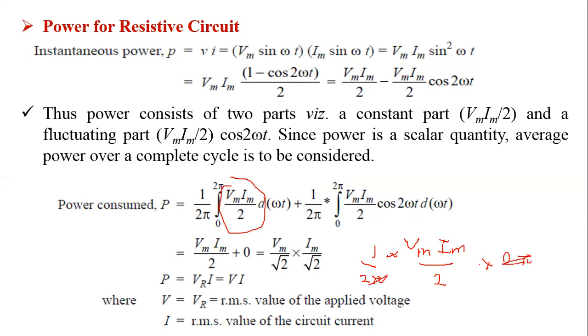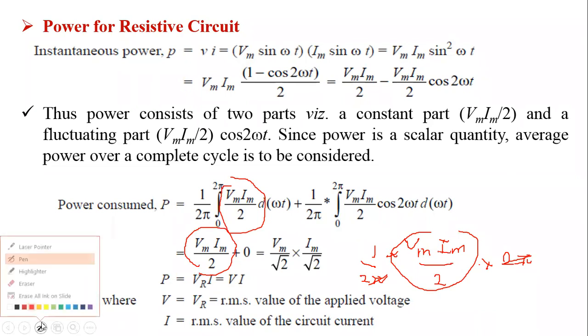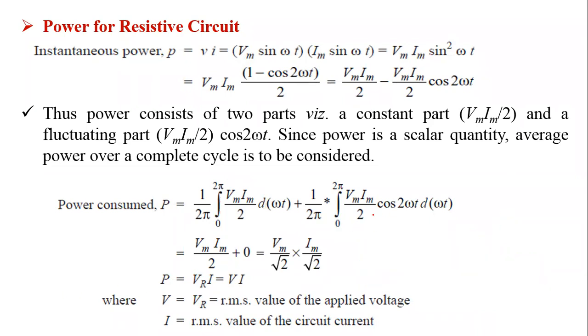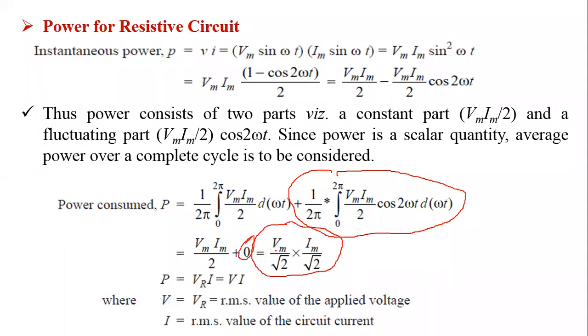So this 2 pi will be cancelled out. So the remaining term is only Vm by 2. And here, as we are considering the full cycle, and this is a frequency dependent symmetrical term, so the overall average output of this term is 0. Average is 0. So I am having the average power as Vm by 2, that is separated like this: Vm by root 2 into Im by root 2.